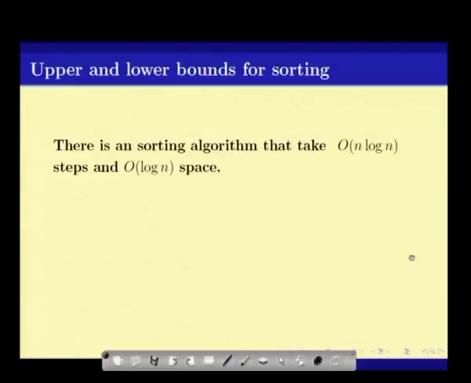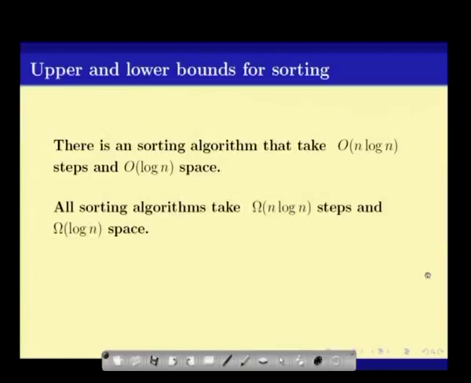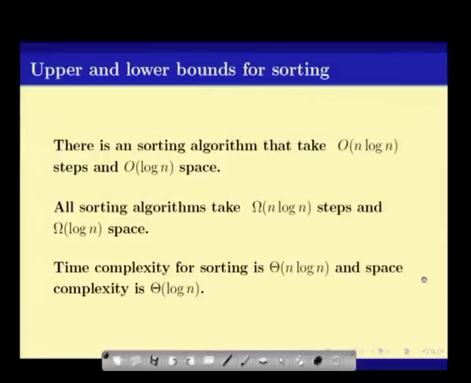So, under this, what we can say is that there is a sorting algorithm that takes order n log n steps and order log n space. We can also state the lower bound that all sorting algorithms take omega n log n steps and omega log n space. And when we have such a thing, we say that the time complexity for sorting is theta n log n. So, when we have the first two statements, we can make the second statement, and the space complexity is theta log n. With this we come to the end of our lecture.